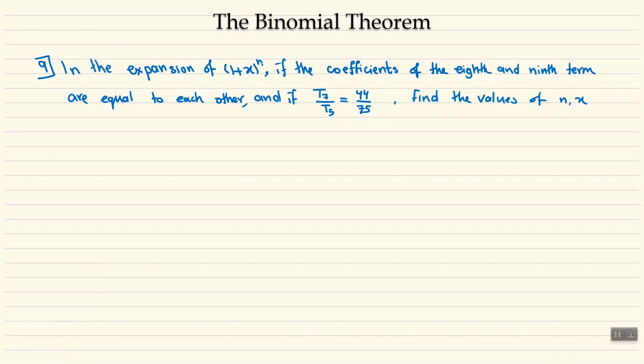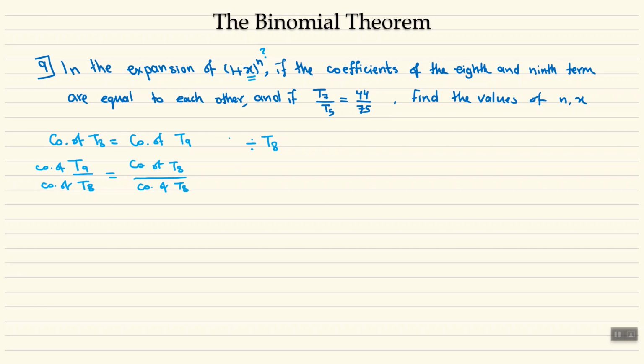In the expansion of (1 plus x) to the power of n, we don't know the power, and eventually they will ask us also to find x. If the coefficients of the 8th and 9th term are equal to each other, so coefficient of T8 equals coefficient of T9. Are these after each other? Yes, they are. If they are after each other, I am going to divide both of them by T8, the smaller one. So coefficient of T9 over coefficient of T8 equals coefficient of T8 over coefficient of T8.